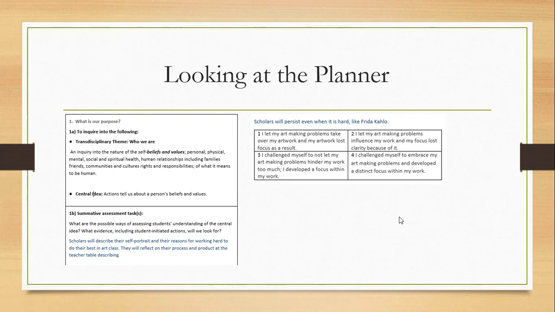Looking at box 1 of the planner, you can see the transdisciplinary theme, Who We Are. There are 6 transdisciplinary themes taught each year through the K-5 PYP experience, and the descriptor for this unit is an inquiry into the nature of self-beliefs and values, personal, physical, mental, social, and spiritual health, human relationships including families, friends, communities, and cultures, rights, and responsibilities of what it means to be human. This describes the entire K-5 experience with this unit.